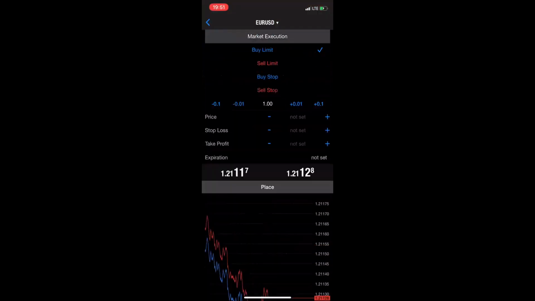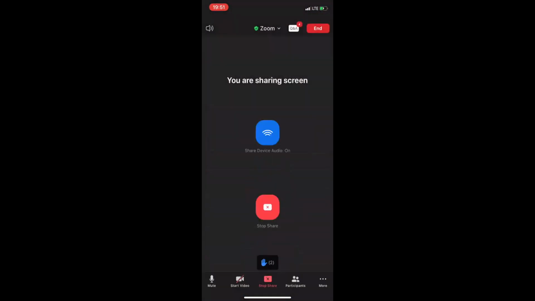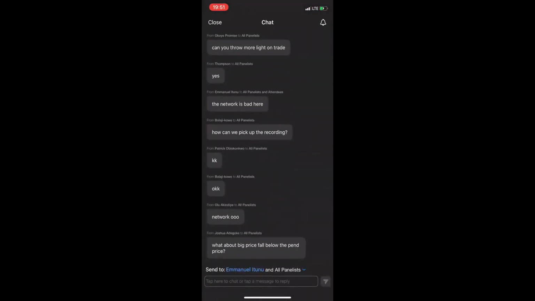Now, talking about market execution, it will ask you for price because you are telling them you are okay with their own price. Guys, if you understand what market execution and pending order mean, you can differentiate between them.